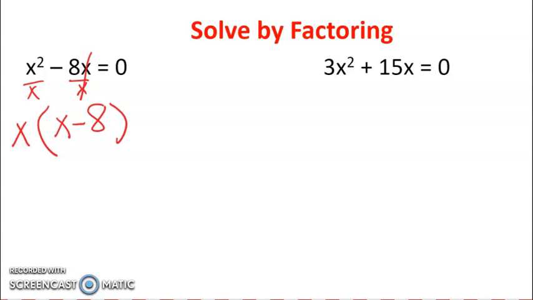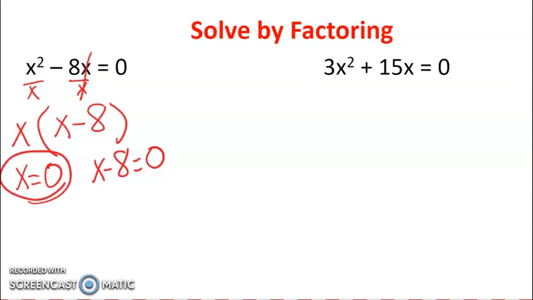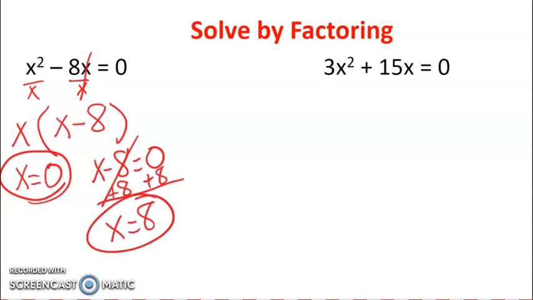So we would have an X on the outside, that is our GCF, and then we have X minus 8 left over. We're going to do the same thing we did a while ago. We're going to take each of these factors and put them equal to 0, and we're going to solve them. Now my GCF gave me a value of 0 for X, and then the other factor gave me a value of 8 for X. Okay?